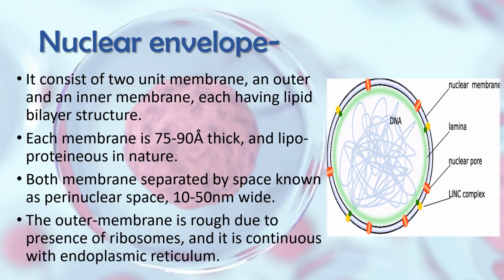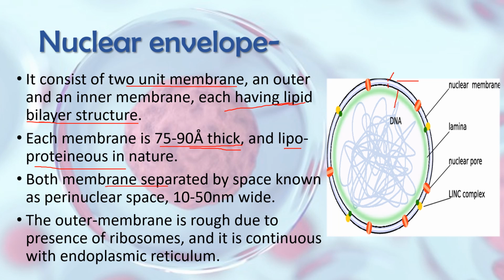Next, as I already told you, it consists of two unit membranes. This one is outer and this one is inner, each having a lipid bilayer structure. They are similar in composition and look like the cell membrane, which is made up of a lipid bilayer. Each unit membrane is a lipid bilayer in structure. The thickness of each membrane is 75 to 90 angstrom. So the inner nuclear membrane and the outer nuclear membrane are both 75 to 90 angstrom thick and are made up of lipids and proteins. That's why they are lipoproteinous in nature.